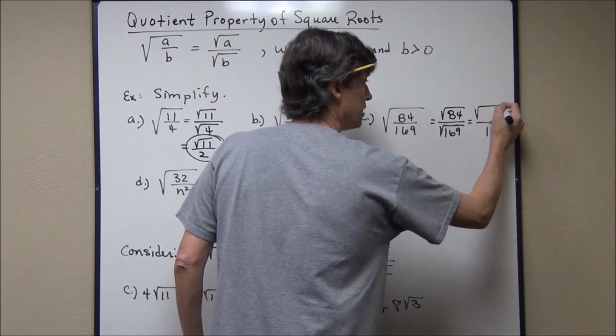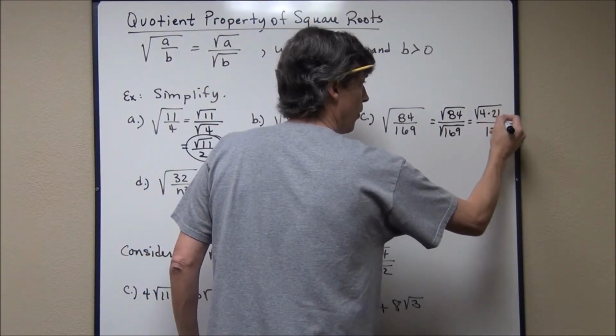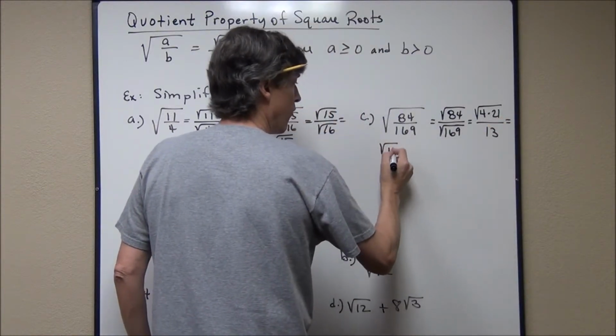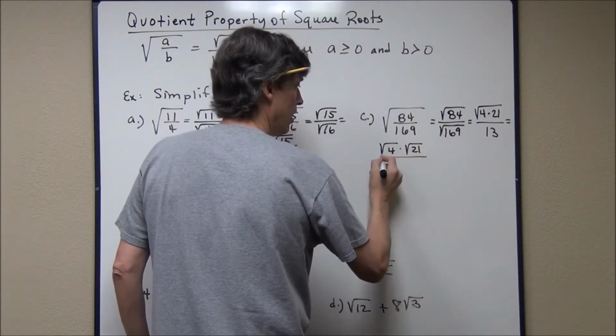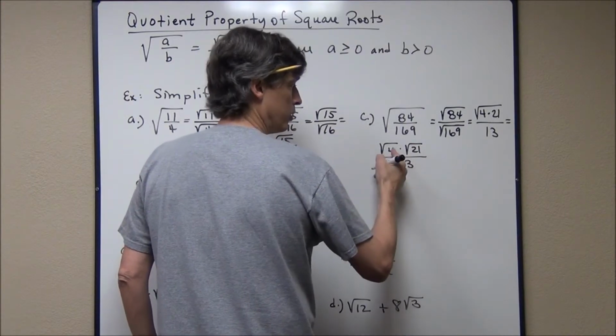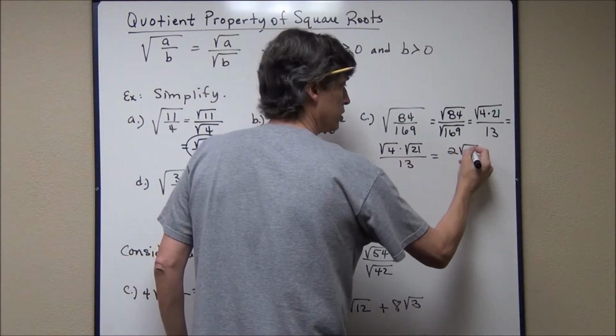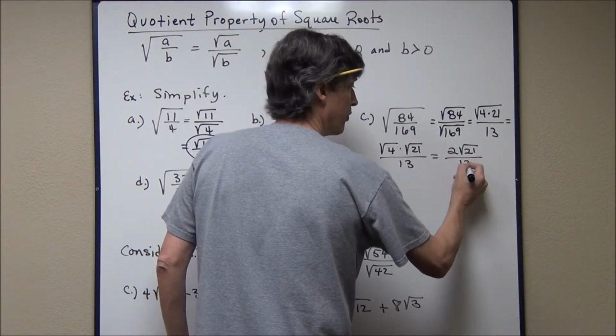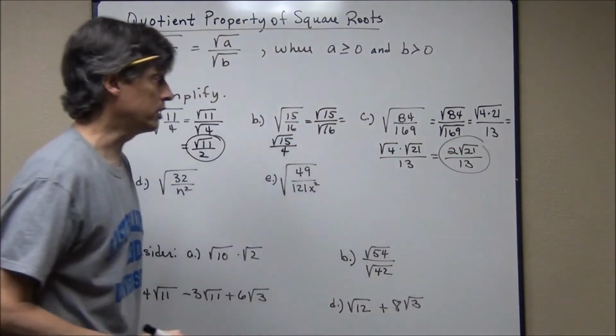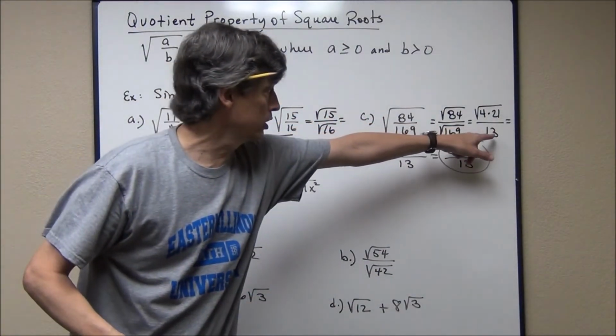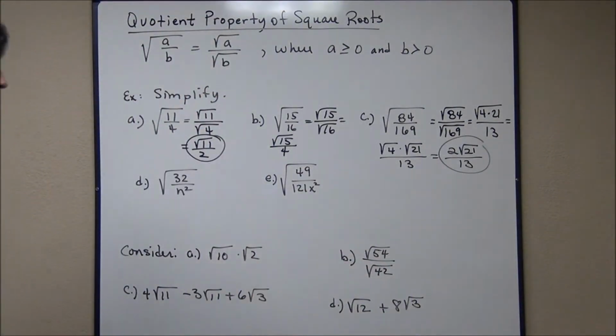I'm going to think of this as 4 times 21, which is the square root of 4 times the square root of 21 all over 13. And of course the square root of 4 is 2, so this is 2 times the square root of 21 all over 13. Notice I had to do 2 steps there. I had to break it apart, take the square root of the denominator, and simplify the numerator.